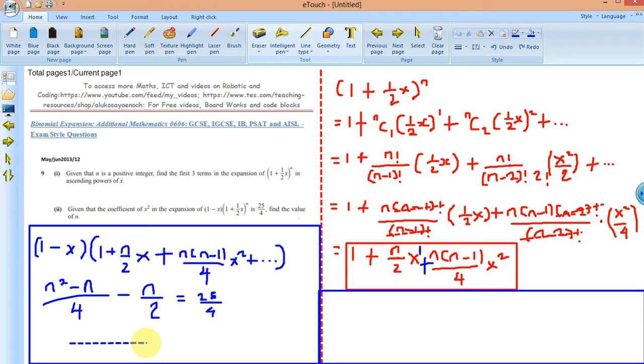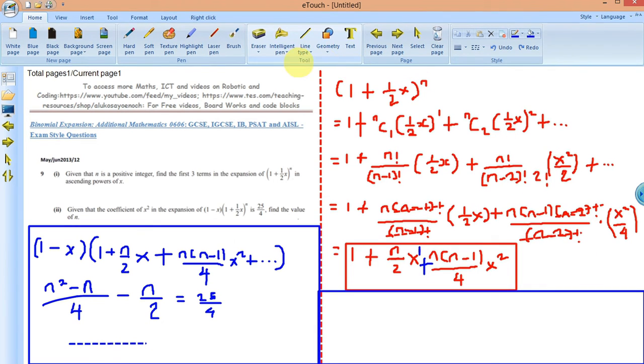Because I have n squared minus n over 4. Oh, sorry about that, guys. I did something wrong here. These 2 factorial, for some reason I omitted it. This is n minus 2 factorial here, then 2 factorial. Thank God I'm on blue, so I'm going to effect the changes with blue here. So this one remaining 2 factorial is missing here.